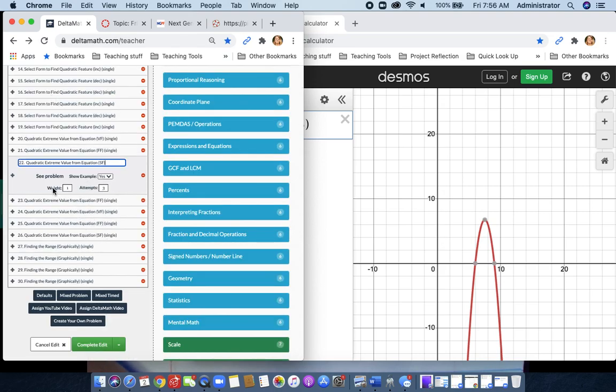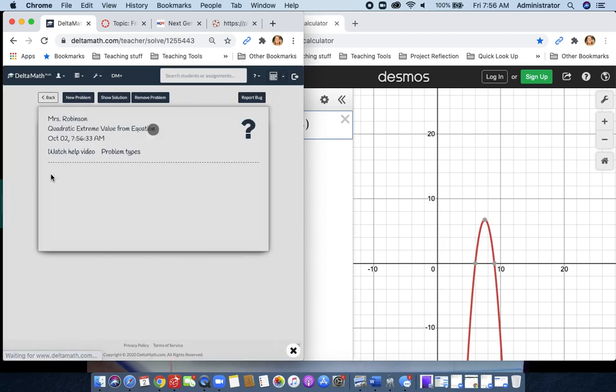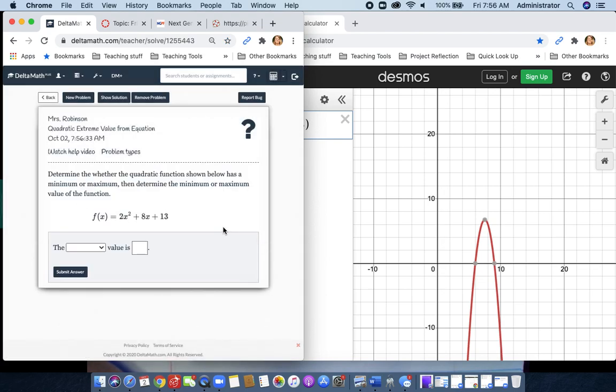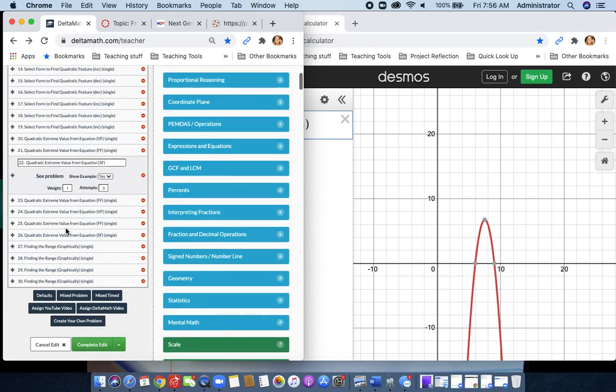So like even on this one, this is in standard form, and we don't see a max in standard form, so we're going to need to type it in Desmos. So pause your video at this time and complete problems 1 through 26.